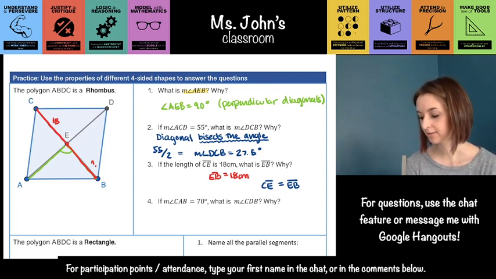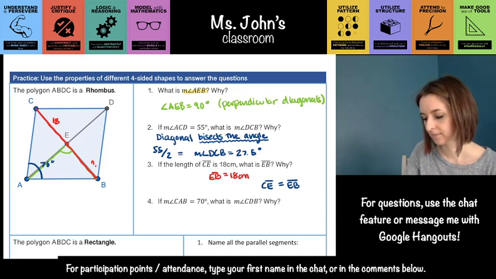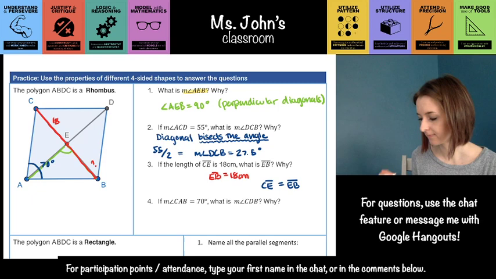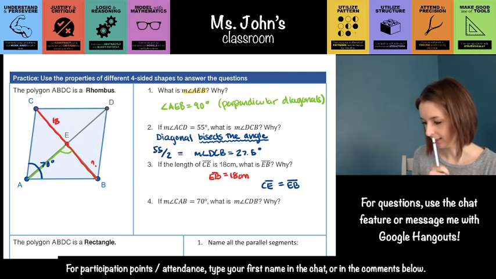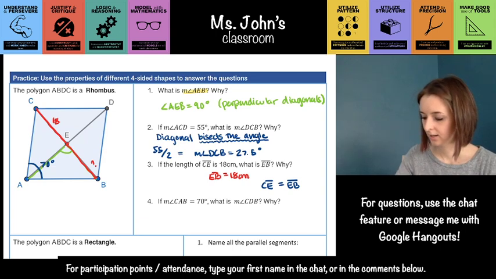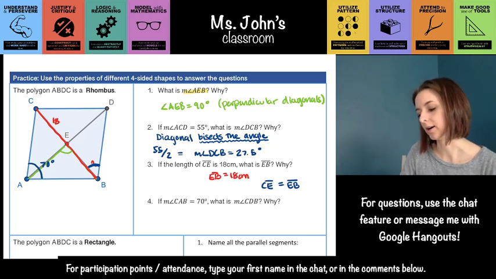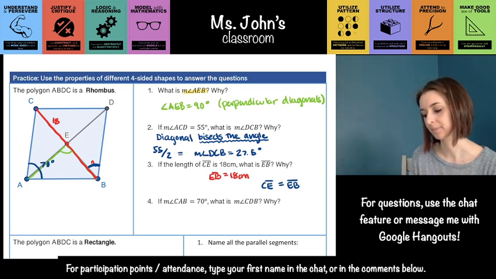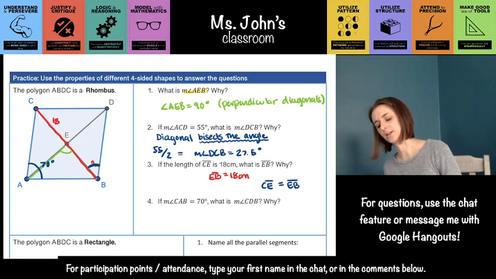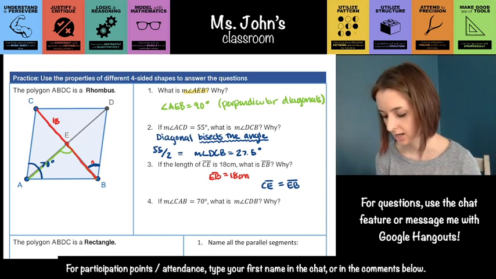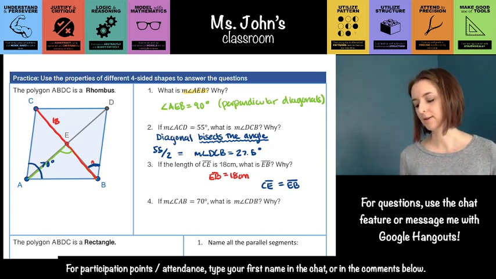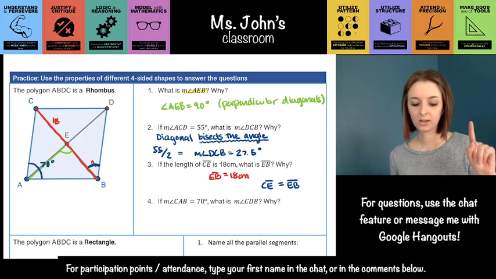And last one, if the measure of CAB, so we're talking about this whole angle here, is 70 degrees, then it's asking what is the measure of CBD? This one. So here's a thought. We actually already know what that angle is, but we might have changed the information because it says if the measure of CAB is 70. So we're going to ignore what we know already because they could be very different. Here's the thought process we're going to go through.